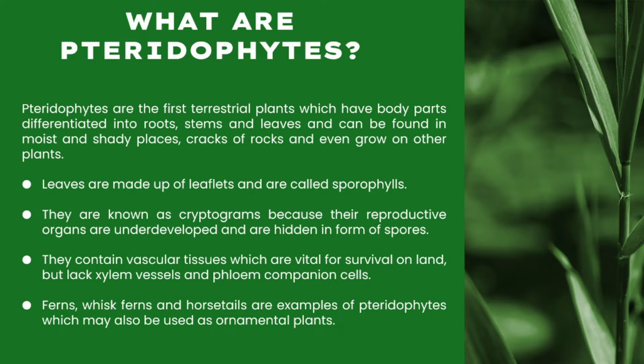Their leaves are made up of leaflets called sporophylls, as they are spore-bearing leaves. They are also known as cryptogams because their reproductive organs are underdeveloped and hidden in the form of spores. Pteridophytes contain vascular tissues which are vital for survival on land, along with their body structure, but they lack xylem vessels and phloem companion cells.